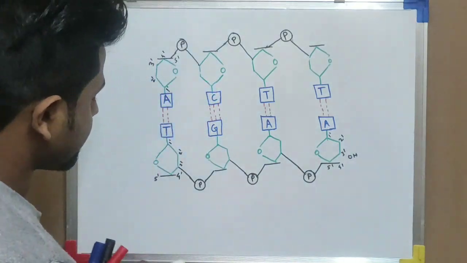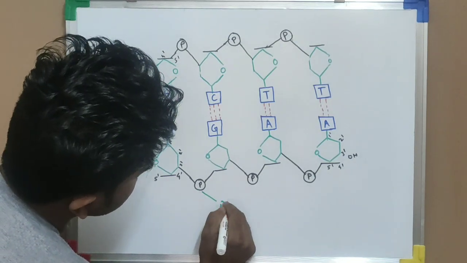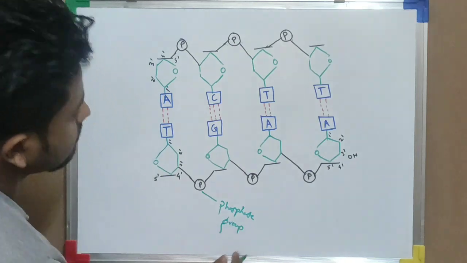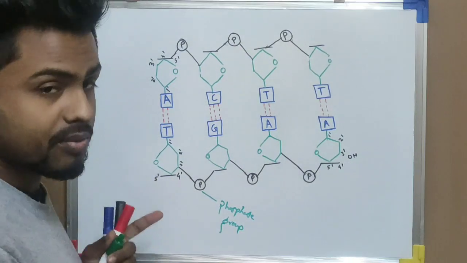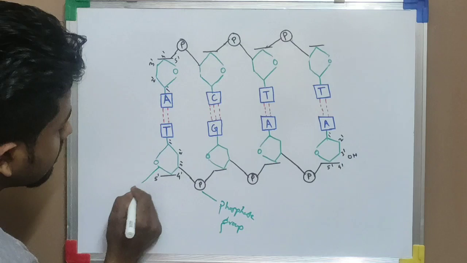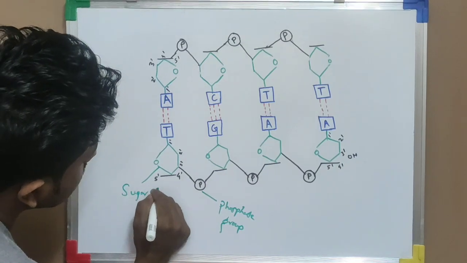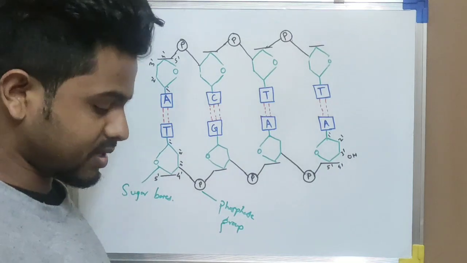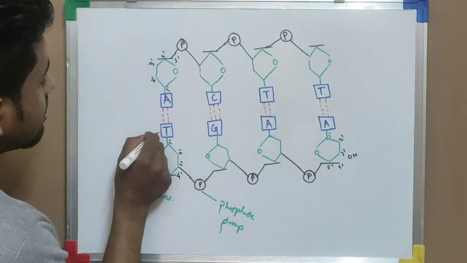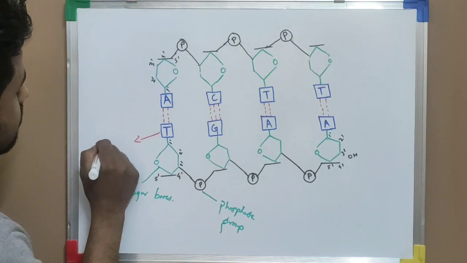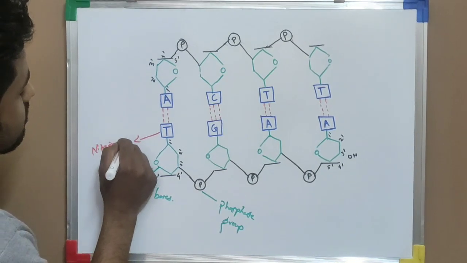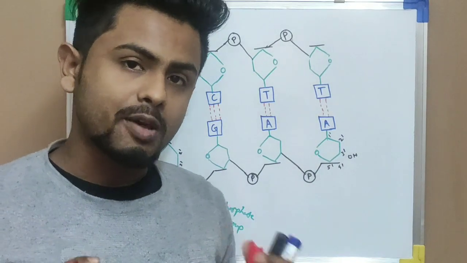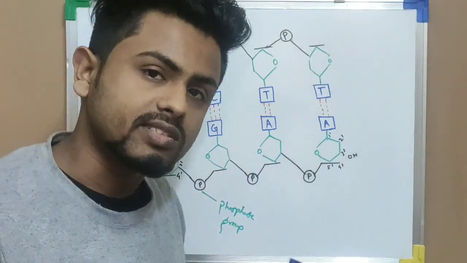There is a phosphate group. This is the phosphate group. And there are sugar bases. This is the sugar base. And we also have nitrogenous bases. This is the nitrogenous base. Okay. So these three different elements form a DNA structure.